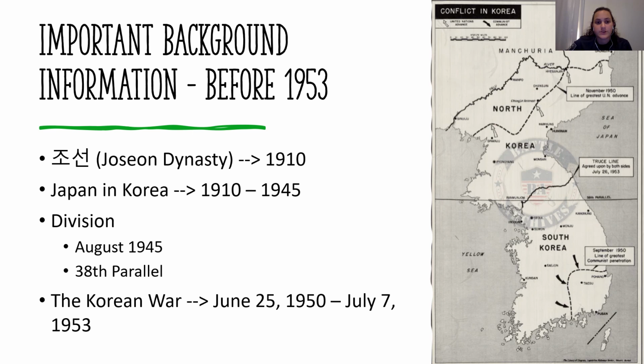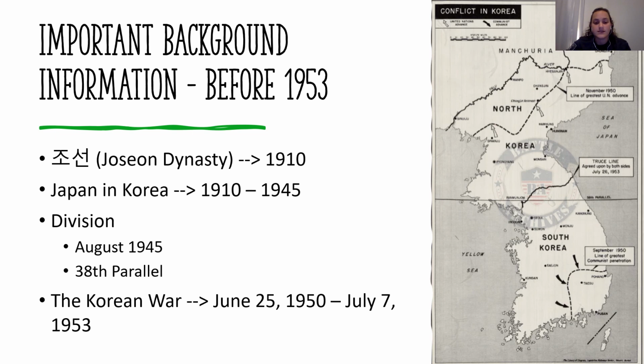So first, way before 1953 in the Korean War, there was a number of dynasties, the last being the Joseon dynasty, that was started in around 1392 and it ended with the Japanese invasion of Korea in 1910. Japan was in Korea for a number of years between 1910 and 1945. However, they had committed a number of atrocities, and because of that, they were eventually kicked out of Korea at the end of World War II.